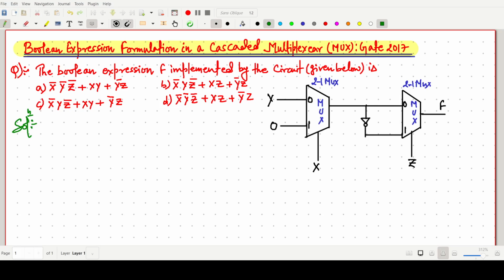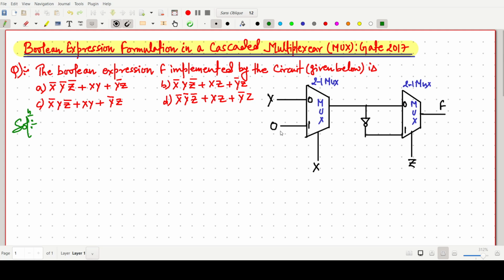Welcome everyone. In this video lecture, we will solve a GATE 2017 question in which we have to find out the Boolean expression for a cascaded multiplexer. In this question, it is very clear that there are two 2 is to 1 multiplexers, and one other multiplexer is also connected with the first MUX.